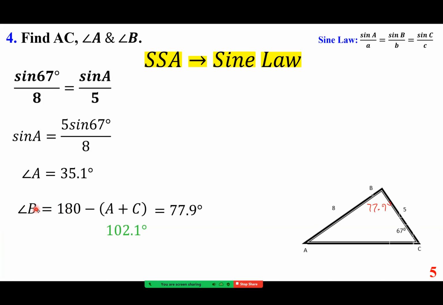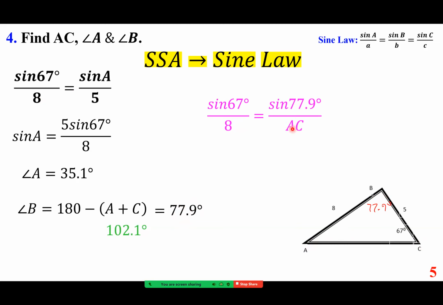So we use that and we find AC. Again, we use this part, sine of 67 over 8. The reason we use this part is that this is the part that is given. Always use the given part if possible. Now, sine of 77.9 over AC, that's part of the sine law.